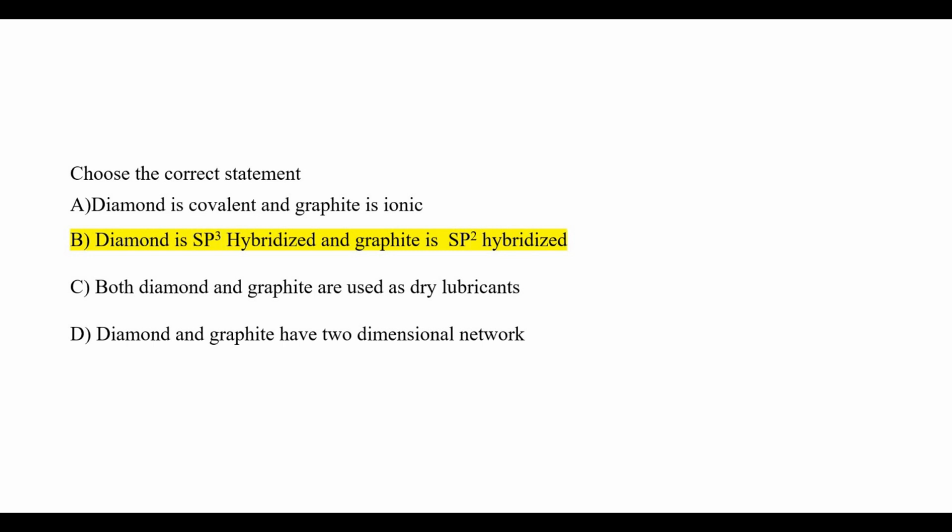Option C: Both diamond and graphite are used as dry lubricants. This is wrong. Graphite only is used as a lubricant. And option D: Diamond and graphite have two dimensional network. This is wrong because diamond has a three dimensional network and graphite has a two dimensional network.